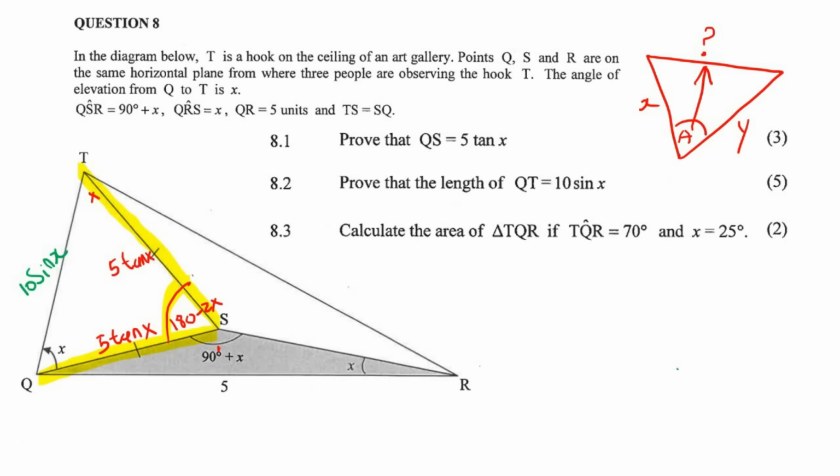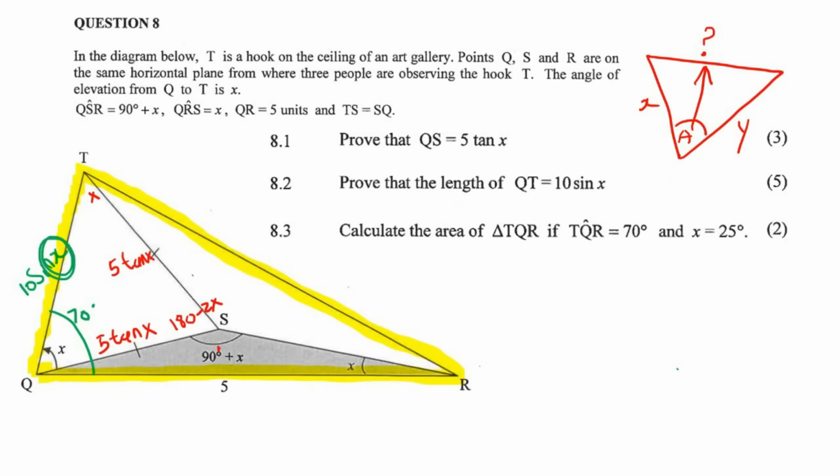Okay, so the last question says, calculate the area of triangle TQR. Triangle TQR. Okay, so TQR is this one here. So they want the area of that. If angle TQR, which is this angle here in that yellow triangle, is 70 degrees, and x is 25. We're not going to use this x because that's not part of that yellow triangle. That's part of a different triangle, but we're probably going to be able to use the x over here.